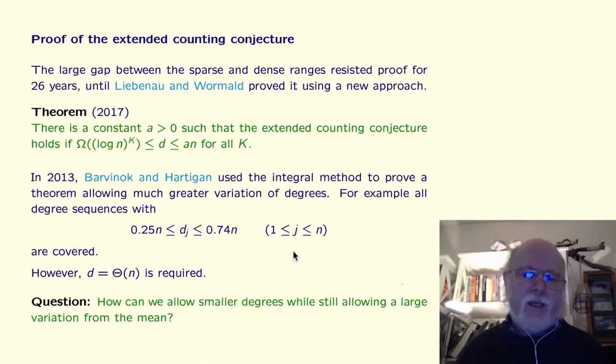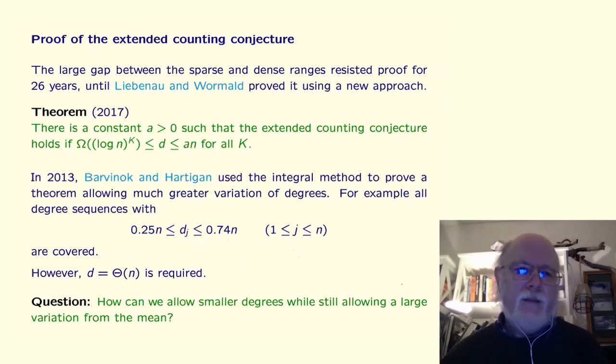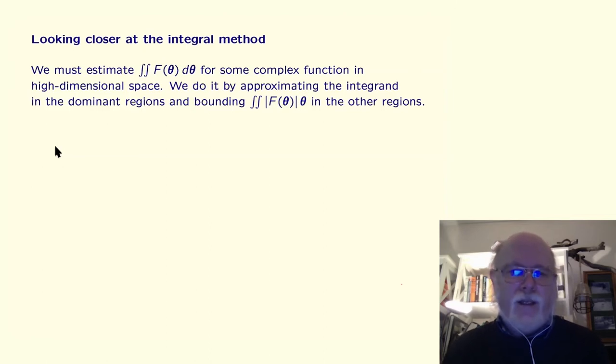So the question is, can we allow smaller degrees and still allow a large variation from the mean? Now, let's look closer at the integral method. We have to estimate some integral of a complex function in high dimensional space. Usually if you're counting graphs or something like that, or matrices, the number of dimensions is the size of the graph or the number of rows and columns in the matrix, and that's increasing as n increases. And we do it by approximating the integral inside some dominant regions and then bounding the absolute value of the integral of the absolute value in the other regions. There should be a little d in front of that theta just there.